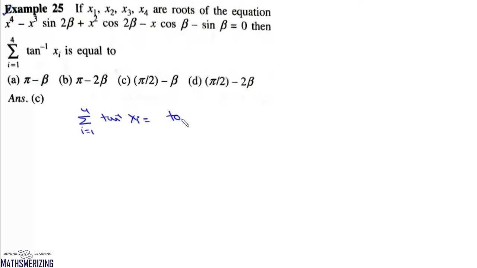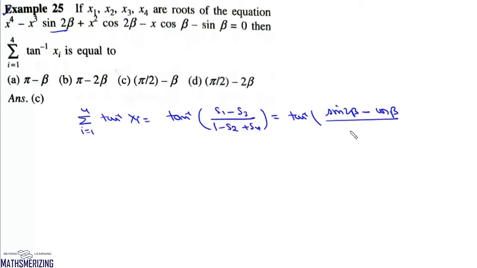Now we know that this sum is equal to tan inverse of (S1 minus S3) upon (1 minus S2 plus S4). Now it will be tan inverse. Now what is S1? S1 is sine 2 beta minus, now what's S3? S3 is cos beta. So it will be sine 2 beta minus cos beta over 1 minus S2. S2 is cos 2 beta, and then minus sine beta.